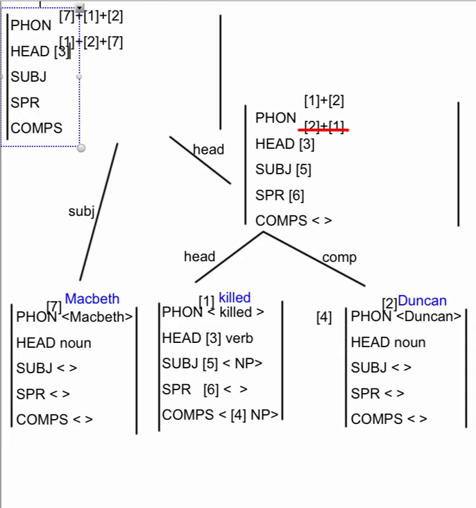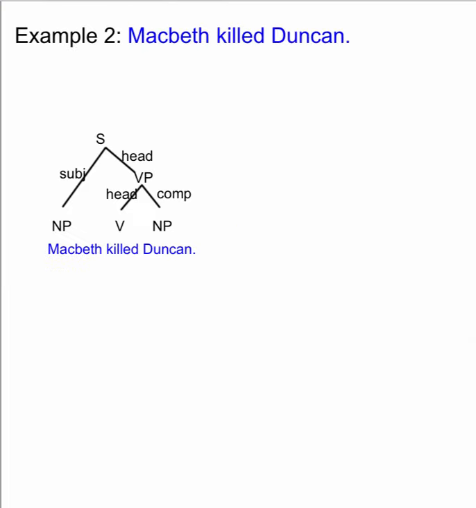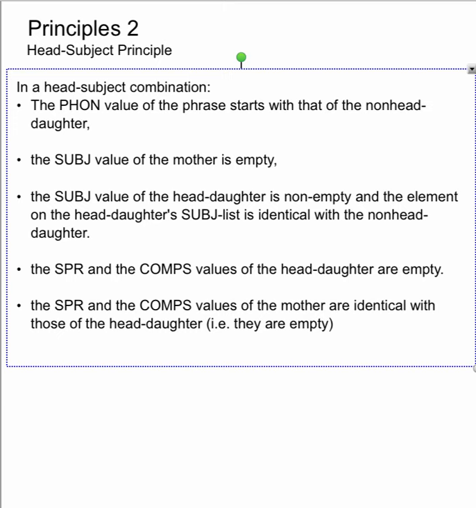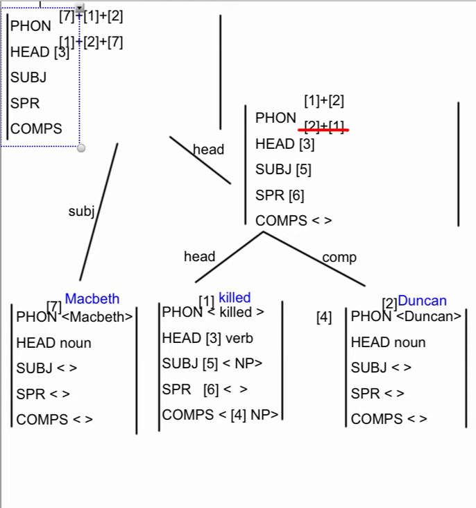What about the valence requirements? Or what about the valence values? There we have to consult the constraint on the head-subject combination again. Let's go to the corresponding slide. So first we learn that the phonology of the head-subject combination must start with the phonology of the non-head daughter. This then excludes the order killed Duncan, Macbeth, and we know that in English we can only have the order Macbeth killed Duncan.